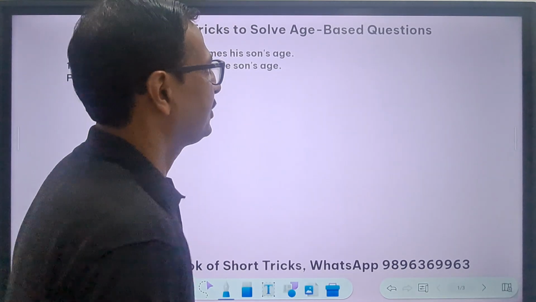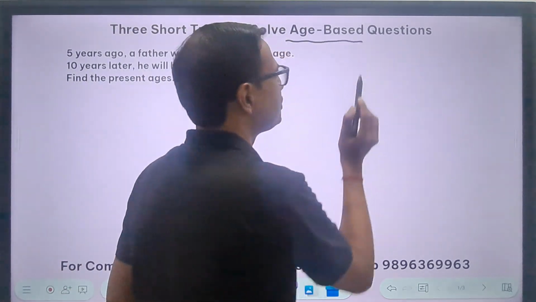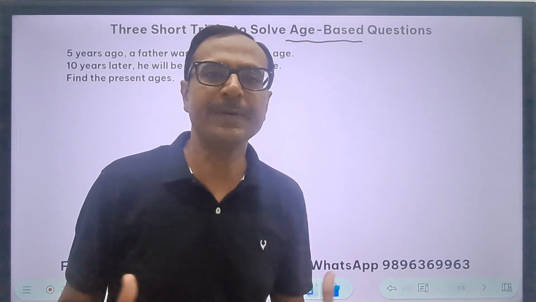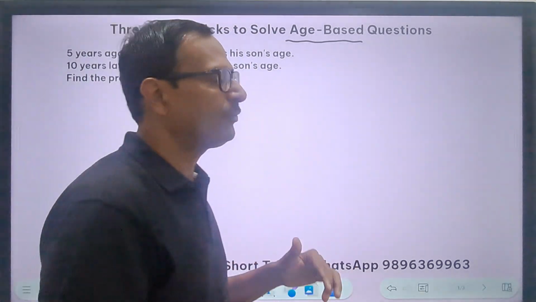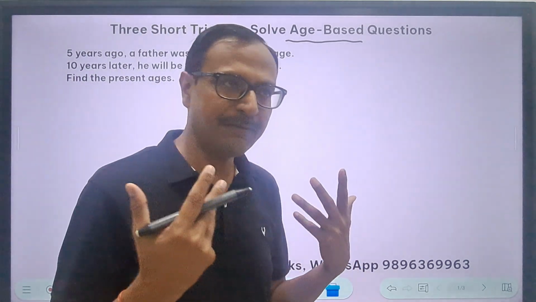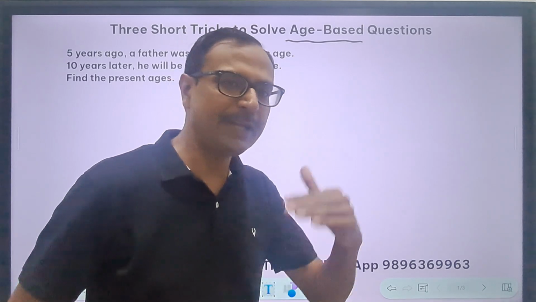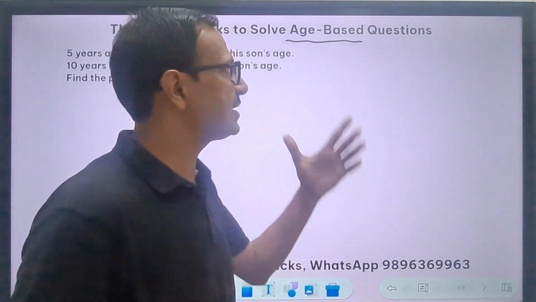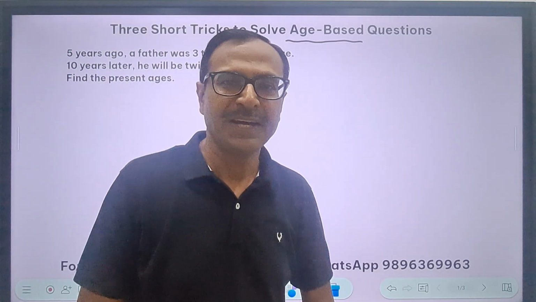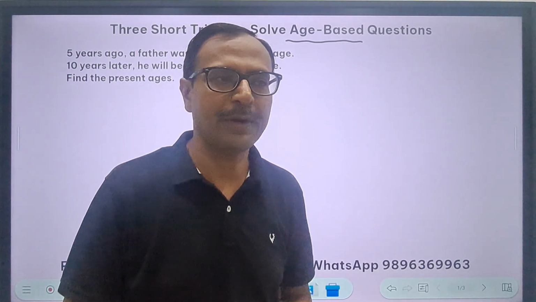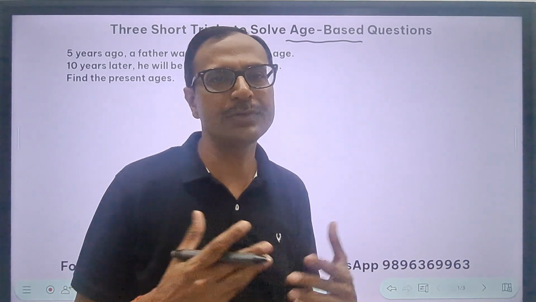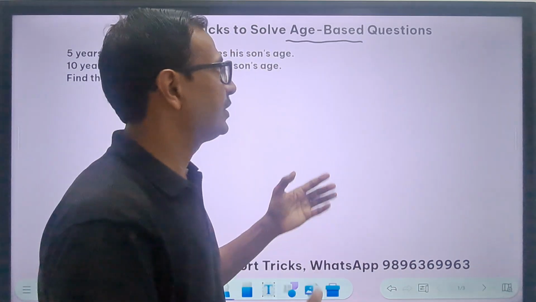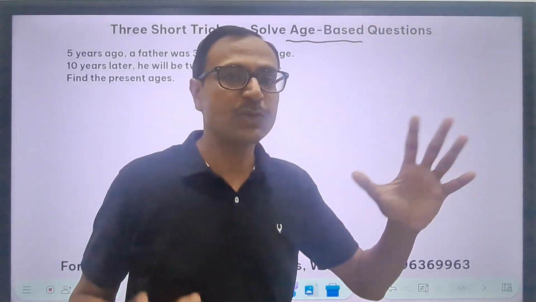Age-based questions. They're word problems in which you have to find the ages of two persons. Very common for class 9 students. Even in class 10th you have the chapters of linear equation and quadratic equation. And in competitive exams you can't just escape these type of questions, right? Whether it is SSC, CGL or the banking, railways, all those exams, the quant portion does include age-based questions.